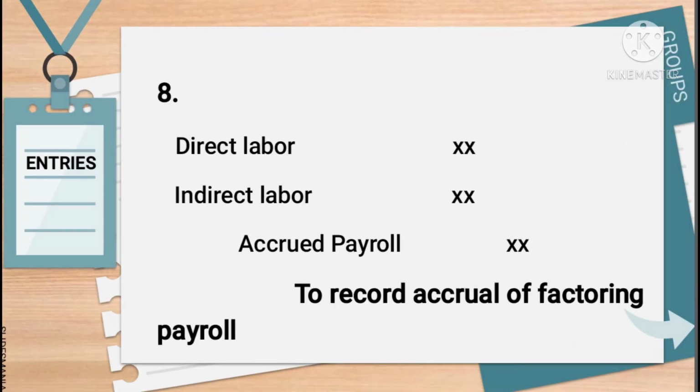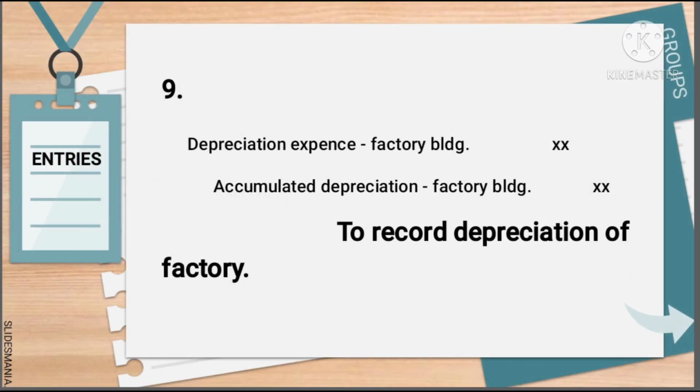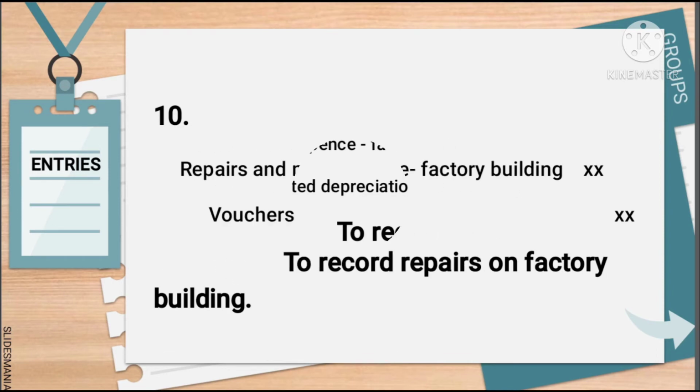Eight is to record accrual of factory payroll. Debit direct labor and indirect labor, credit accrued payroll. Nine is to record depreciation of factory building. Debit depreciation expense, factory building. Credit accumulated depreciation, factory building.